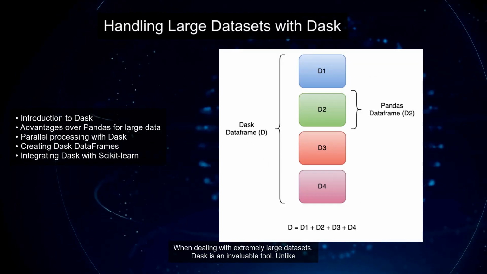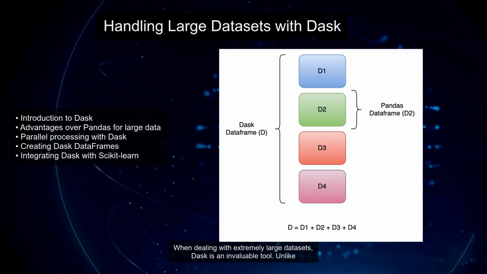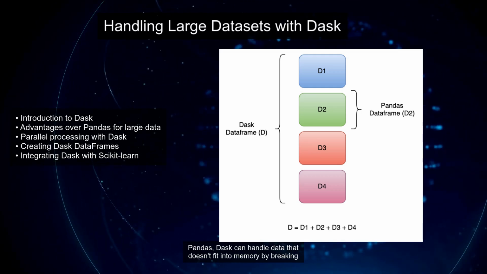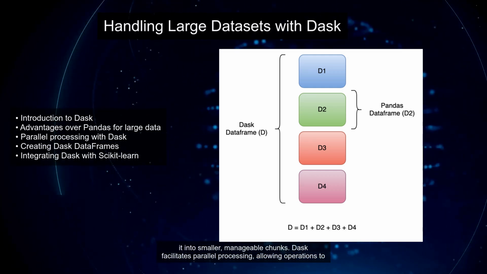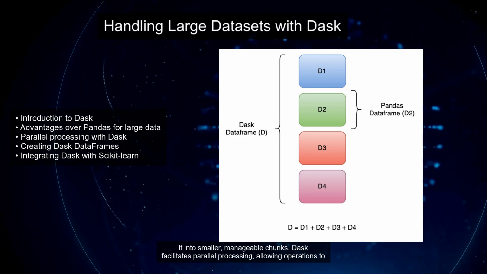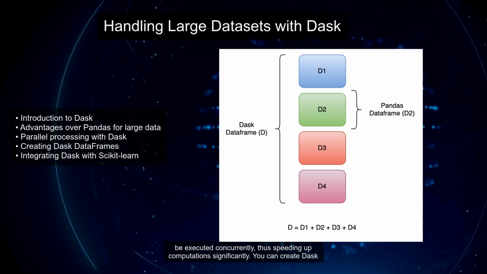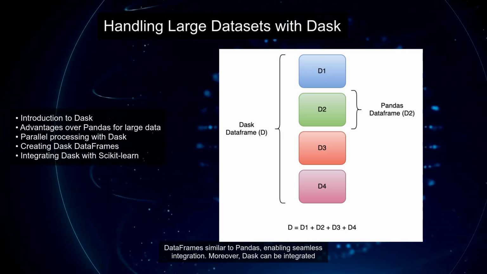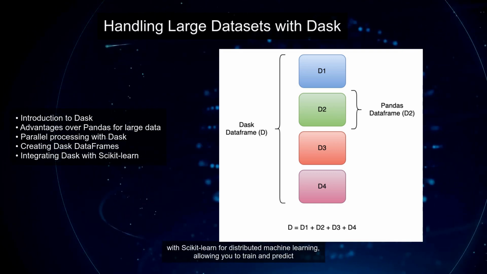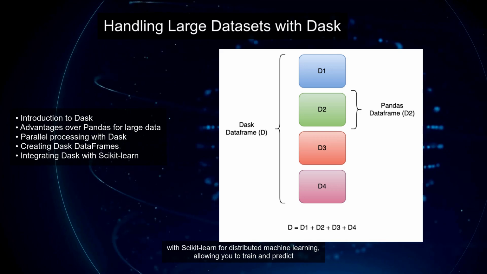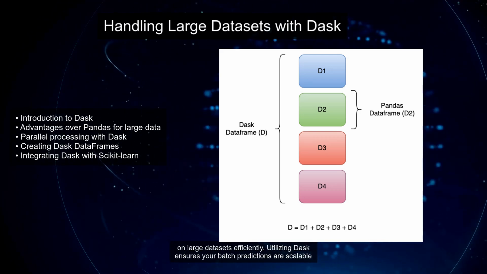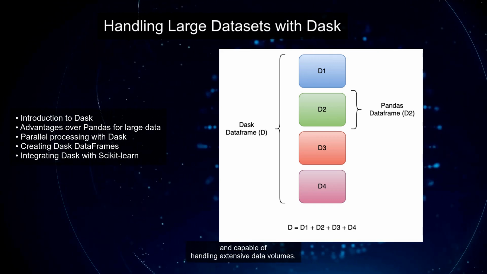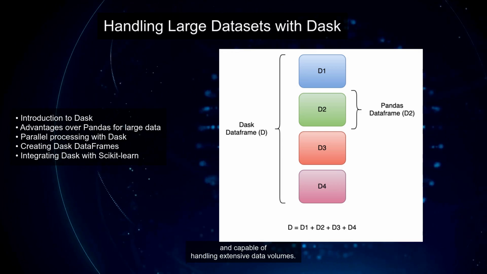When dealing with extremely large datasets, Dask is an invaluable tool. Unlike Pandas, Dask can handle data that doesn't fit into memory by breaking it into smaller, manageable chunks. Dask facilitates parallel processing, allowing operations to be executed concurrently, thus speeding up computation significantly. You can create Dask data frames similar to Pandas, enabling seamless integration. Moreover, Dask can be integrated with Scikit-learn for distributed machine learning, allowing you to train and predict on large datasets efficiently. Utilizing Dask ensures your batch predictions are scalable and capable of handling extensive data volumes.